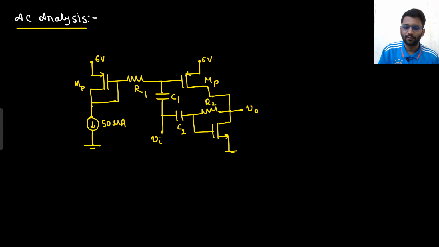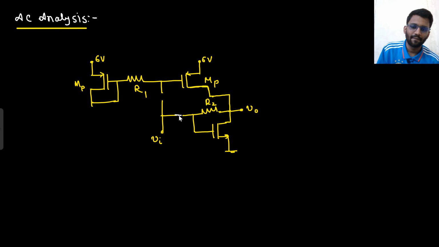So let's copy our circuit. For doing the AC analysis, this DC current source will be gone, and these capacitors will be shorted. Right? Now from here, what can you see? The 6 volt will also be gone.